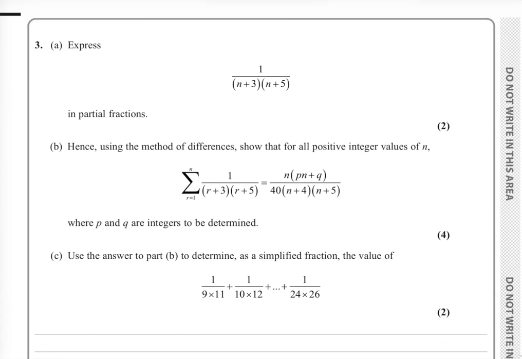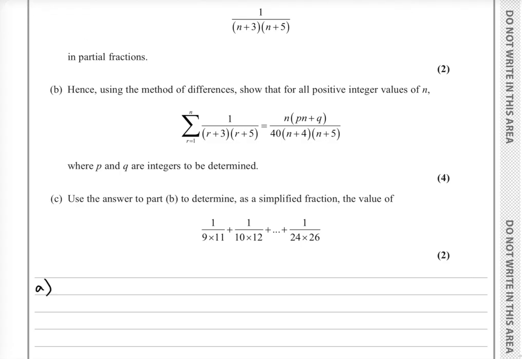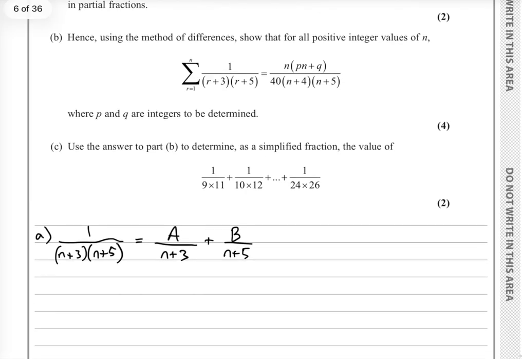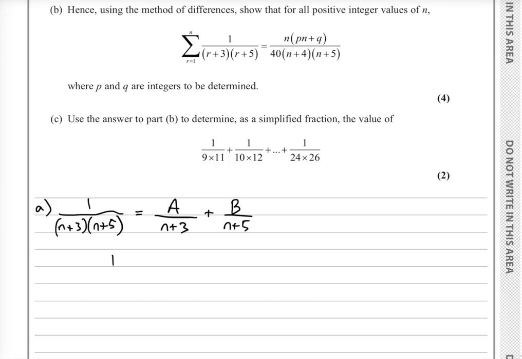Express this fraction in partial fractions. We can do that. n plus 3, n plus 5, make it equal to a over n plus 3 plus b over n plus 5. Multiply everything by those two brackets. We get 1 is equal to a lots of n plus 5 plus b lots of n plus 3. Then let n equal minus 5. When that happens, a is gone, and b is multiplied by minus 2. So b is minus a half.